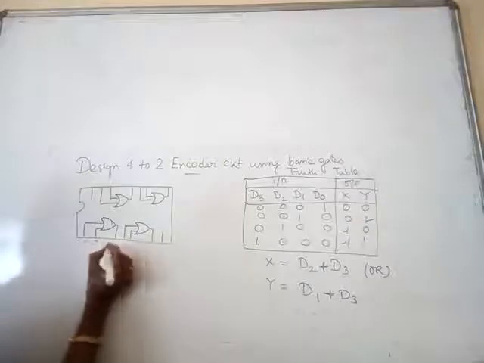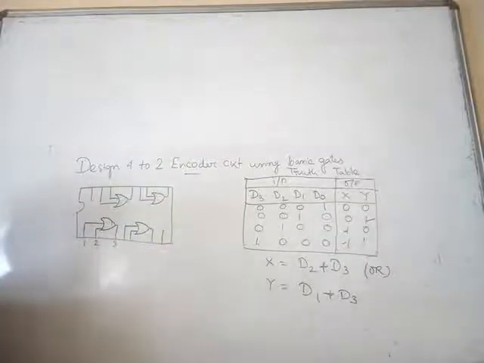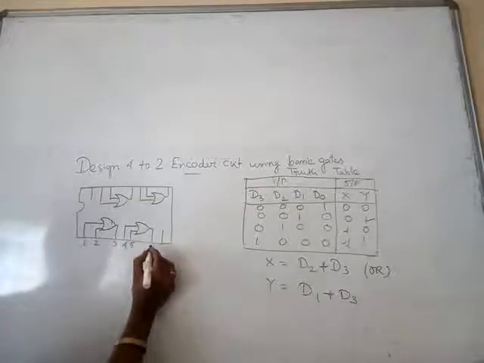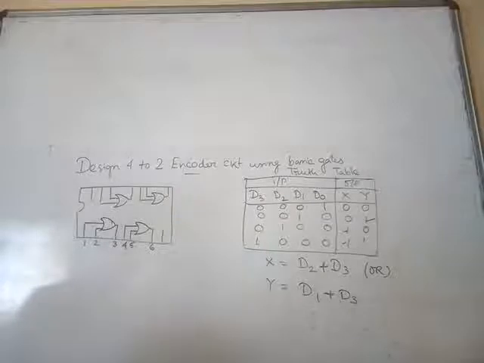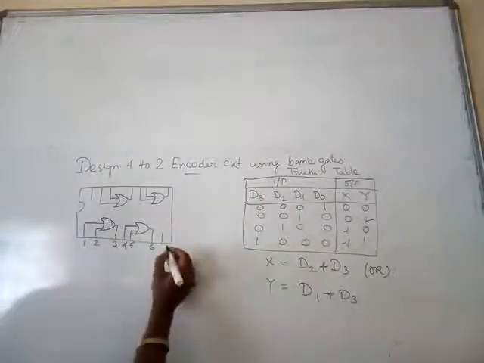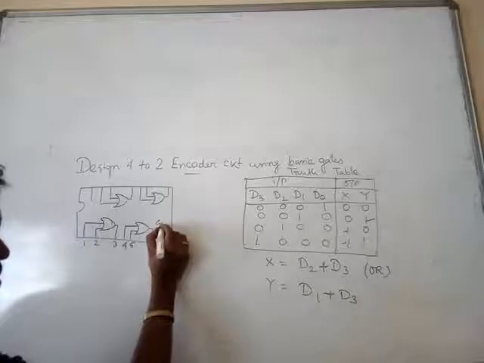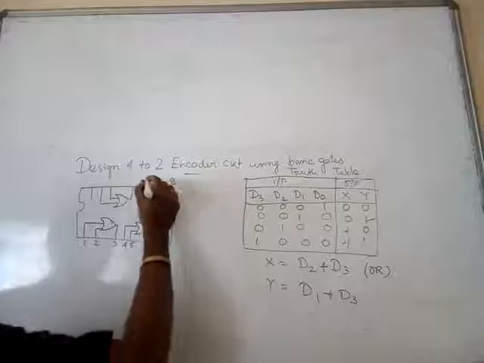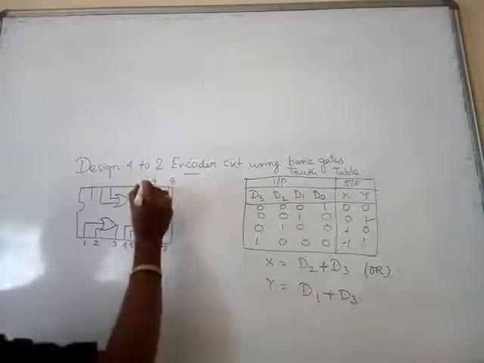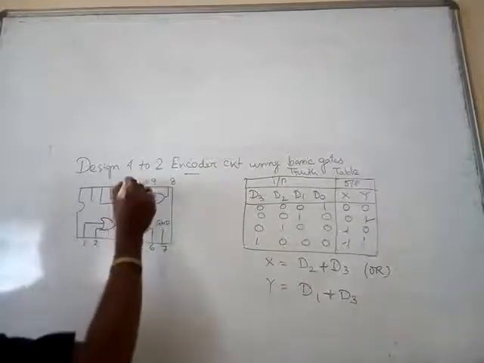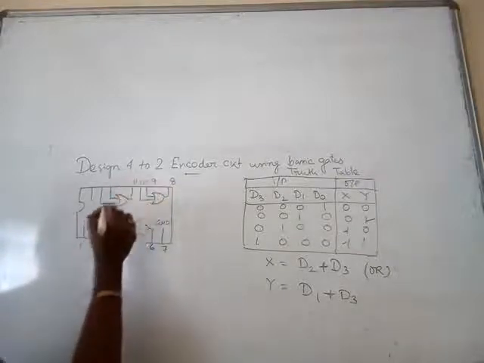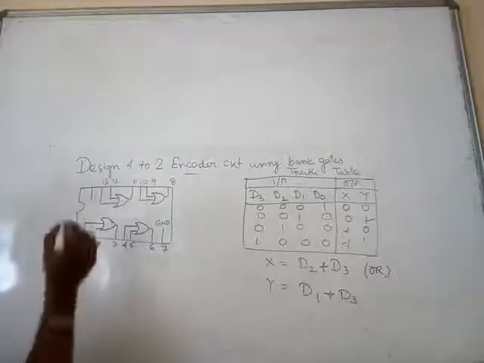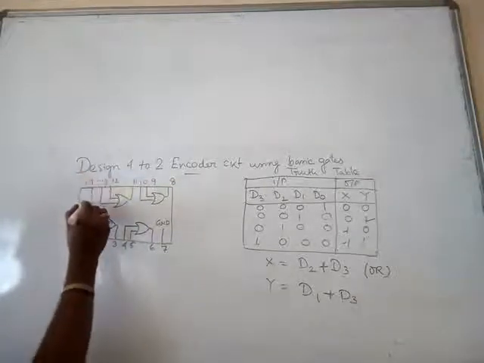Pin number 1, 2 are the inputs, 3 is the output. This is for first gate. 4, 5 are the inputs, 6 is the output for the second gate. 7 for ground. Next, 8 is the output, 9 and 10 are the inputs. 11 is the output, 12, 13 are the inputs, and pin number 14 for VCC.